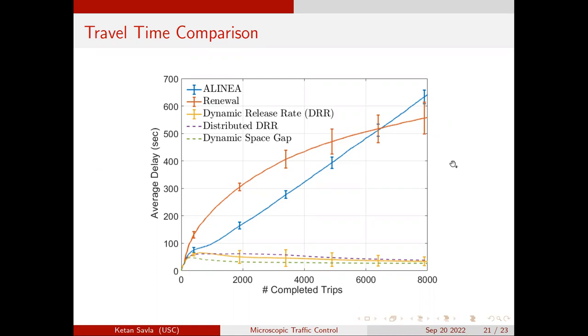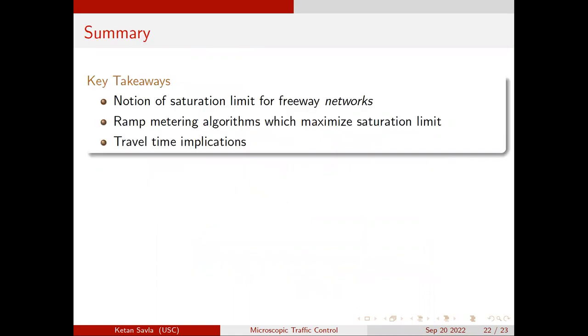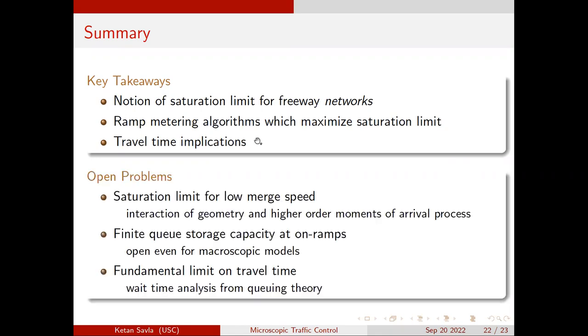So again, the message here is that the saturation limit is an important metric that has been largely ignored in the community. I think the closest we have are the maximum flows coming from the fundamental diagram. I think they have limitations. They do not have the resolution to say the impact of control and connectivity. And we also came up with ramp metering algorithms which do maximize the saturation limit. And hopefully we convinced you that if you pay attention to the saturation limit, then you will see improvements in travel time, at least at high congestion.